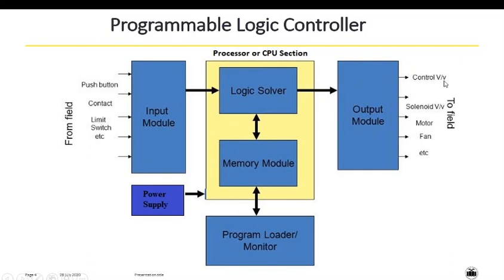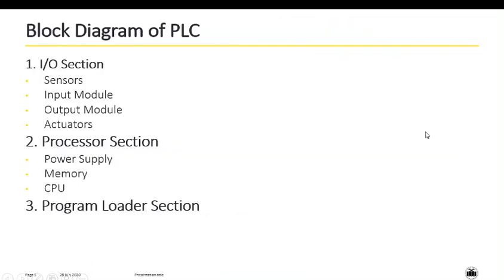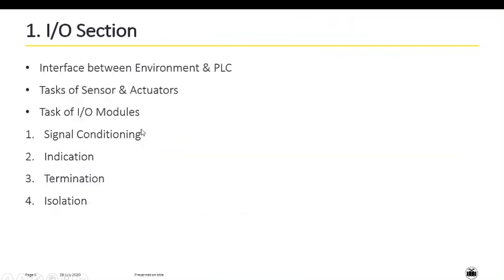Okay, so first is the sensor, second is the input module, third is the output module, and fourth one is your actuators. These four individual submodules are included in the IO section: sensor, input module, output module, and your actuators. So these are the four basic functions of the IO section.